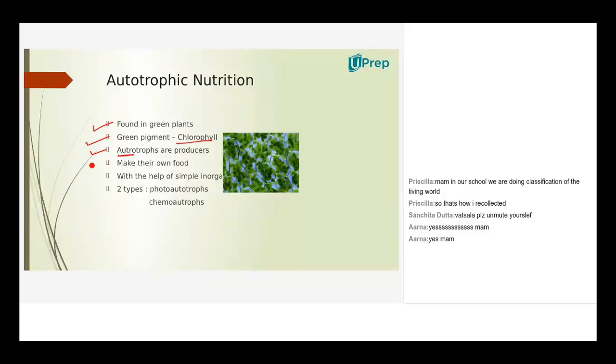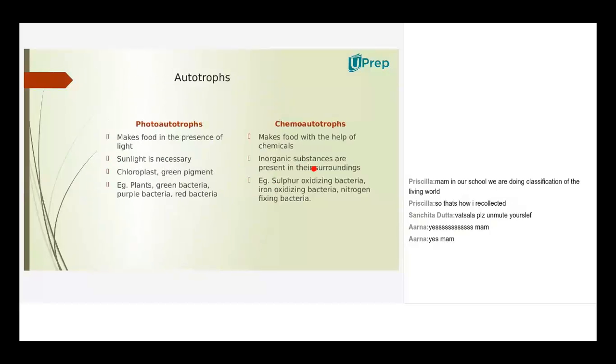They make their own food with the help of inorganic substances like what? Carbon dioxide, water, they make food from thin air. Such creatures they are. Two types: photoautotrophs and chemoautotrophs. These are the two types of autotrophs available. Photoautotrophs make food in the presence of light. Sunlight is necessary. Chloroplast, green pigment. Examples: plants, green bacteria, purple bacteria, red bacteria.